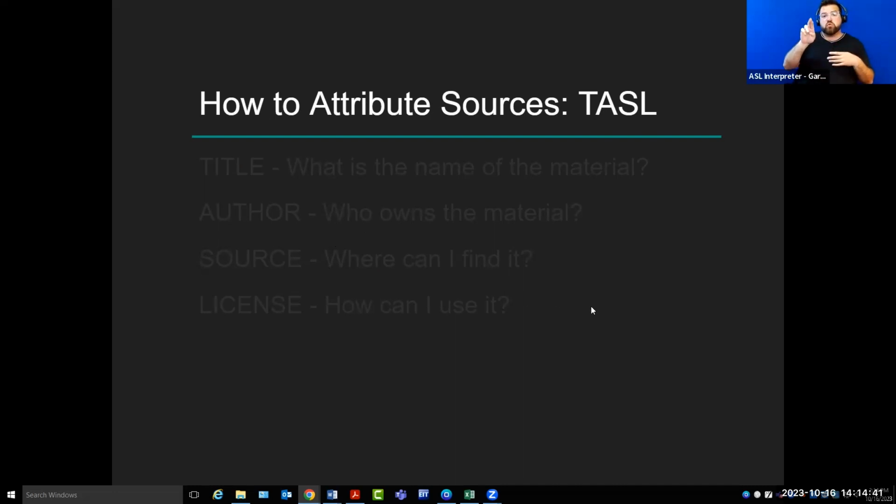Okay, so when you're attributing an openly licensed source, it's just like when you are citing a source in MLA or APA, you want to make sure that you have this information, that you're giving this information. Okay, so this is the information that you want to make sure that you provide.